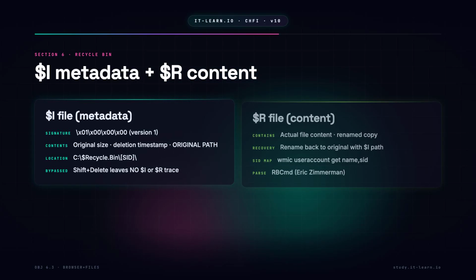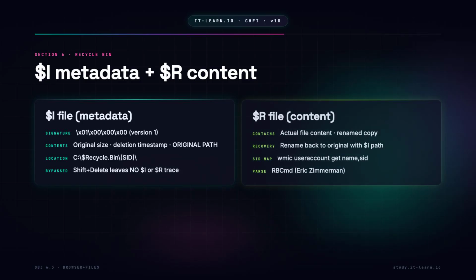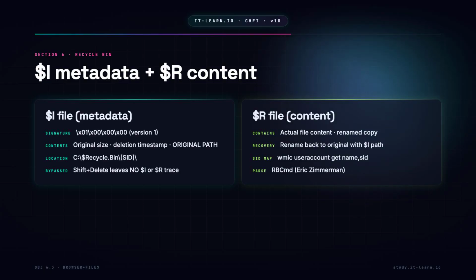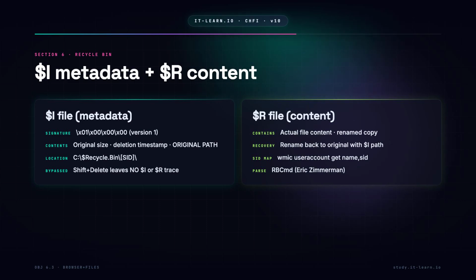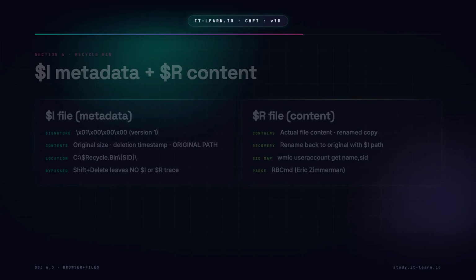Location: $Recycle.Bin/SID/, a per-user folder identified by the user's SID. Correlate SID to username with wmic useraccount get name,sid. Forensic significance: proves a specific file existed and was deleted. Provides the original full path and the deletion timestamp. Files bypassing the recycle bin, such as Shift Delete, large files, and command line del, leave no $I or $R trace. Parse with RBCmd from Eric Zimmerman.